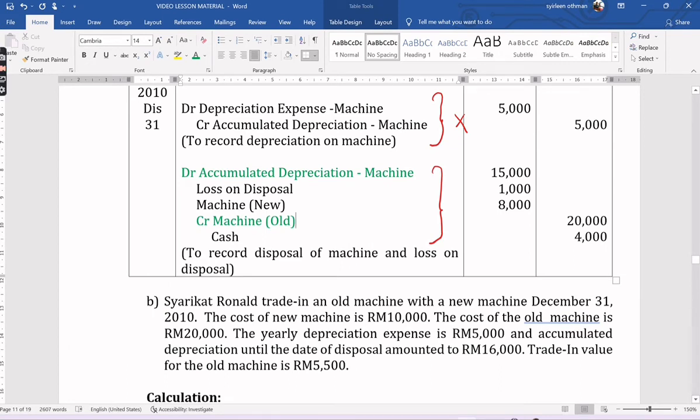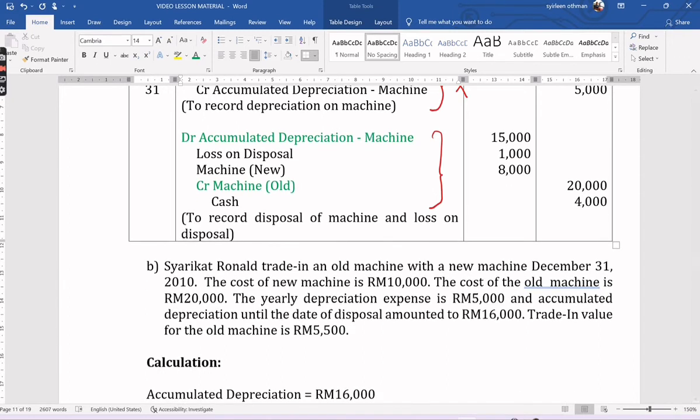Okay, alright, we look at the next one, the last part of the question. Okay, so Syarikat Ronald trade in an old machine with a new machine on December 31st. Okay, so tarikh disposal ialah 31st December of 2010. Okay, machine tu cost dia ialah 10,000. So this is the price that you bought the old machine. Okay, the cost of new machine, this is the price of the new machine, sorry. Okay, and the old machine that you're going to dispose is 20,000. Okay, alright, so yearly depreciation is 5,000 and accumulated to the date.